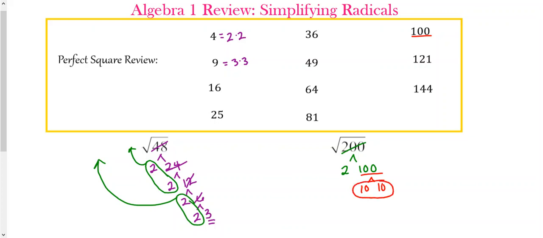And there's a pair of my numbers. So the 10s go to the outside. We have 10 square root 2. And you could have broken down 100 differently if you didn't recognize it was a perfect square. It just would have taken you a little bit longer.